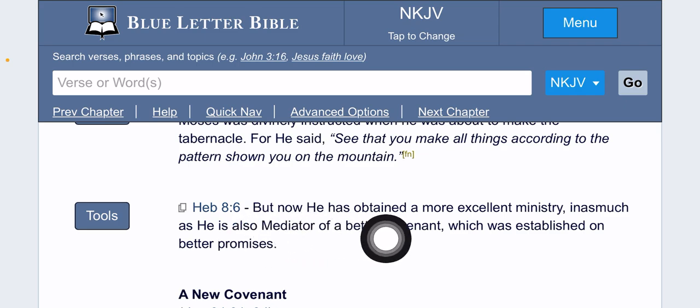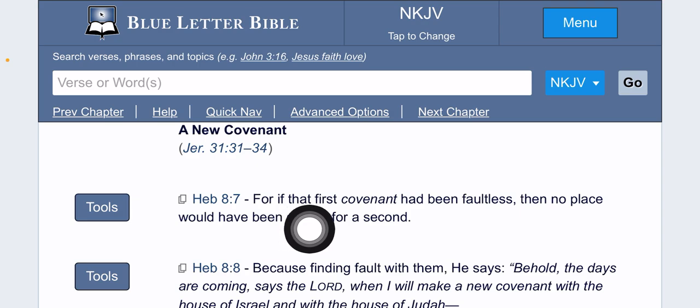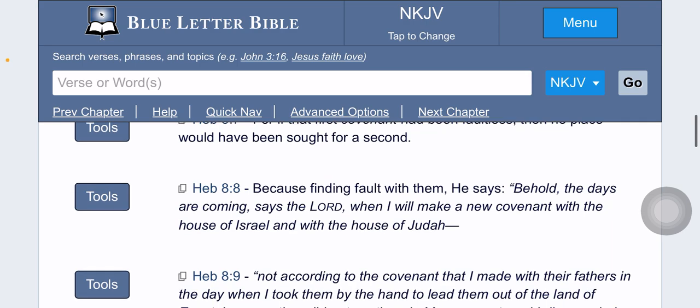But now he has obtained a more excellent ministry, inasmuch as he is also mediator of a better covenant, which was established on better promises. That's Yahawashi. For if that first covenant had been faultless, then no place would have been sought for a second. Assuming the first covenant that was given to us, we followed it without falling away, without sinning, there would be no need for Yahawashi to come to make way for the second covenant.